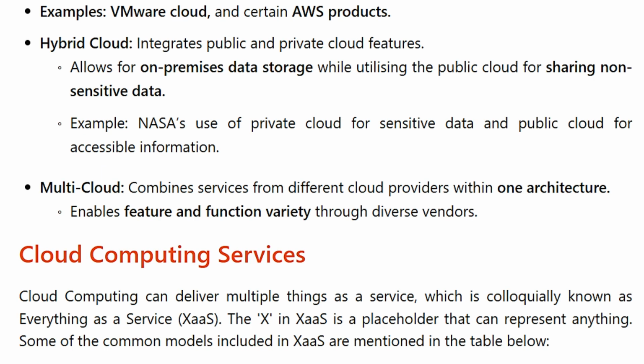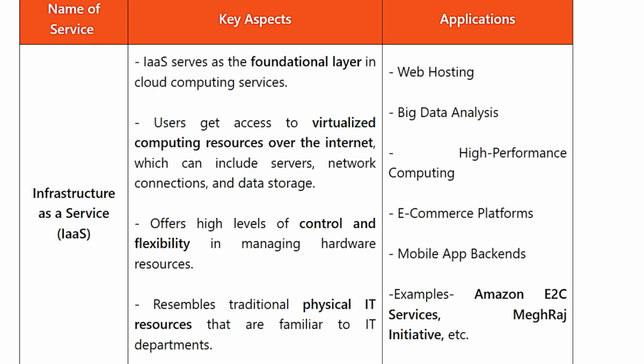Cloud computing services. Cloud computing can deliver multiple things as a service, which is colloquially known as everything as a service, XaaS. The X in XaaS is a placeholder that can represent anything. Some of the common models included in XaaS are mentioned in the table below. Name of service: key aspects, applications.